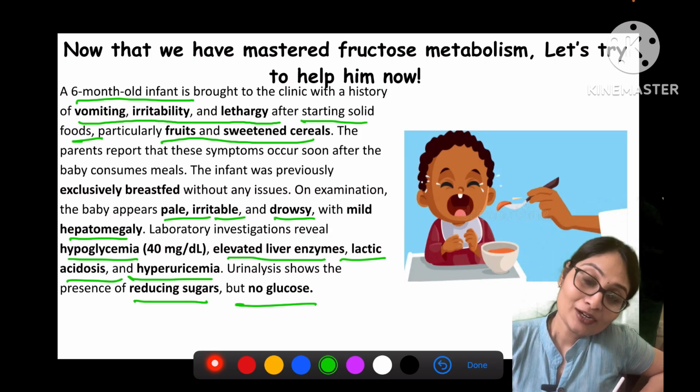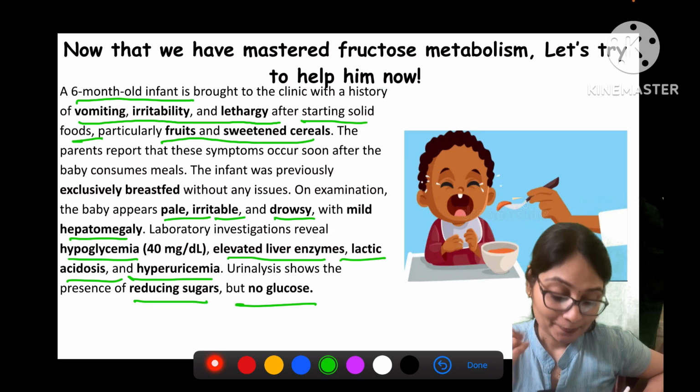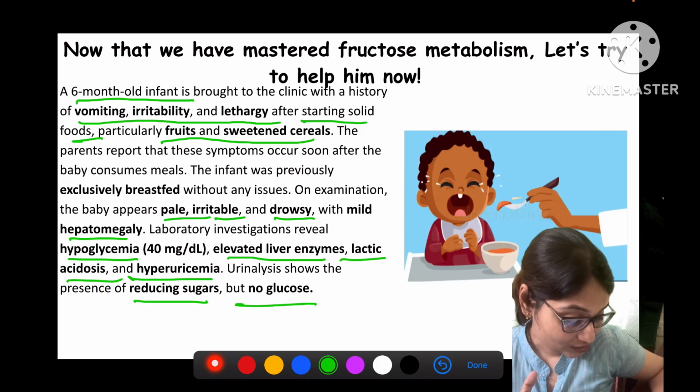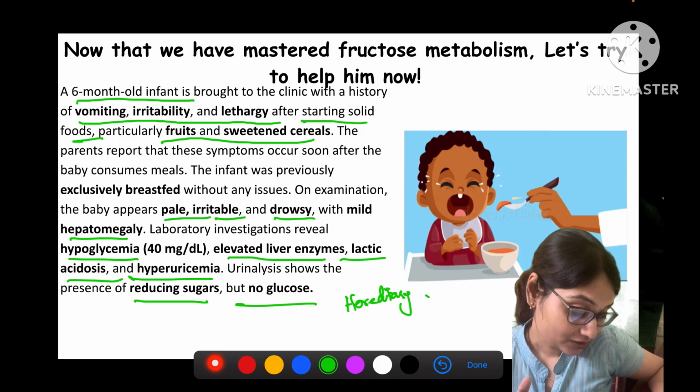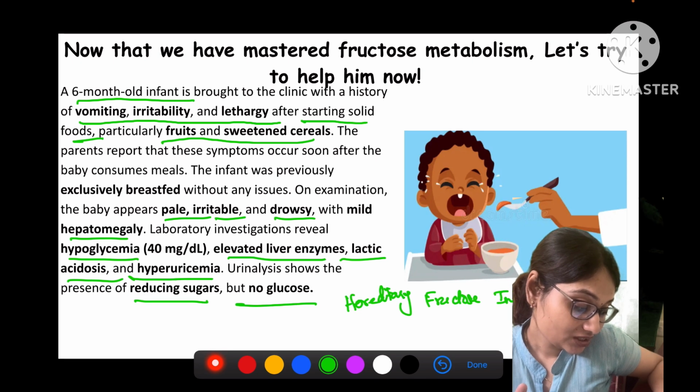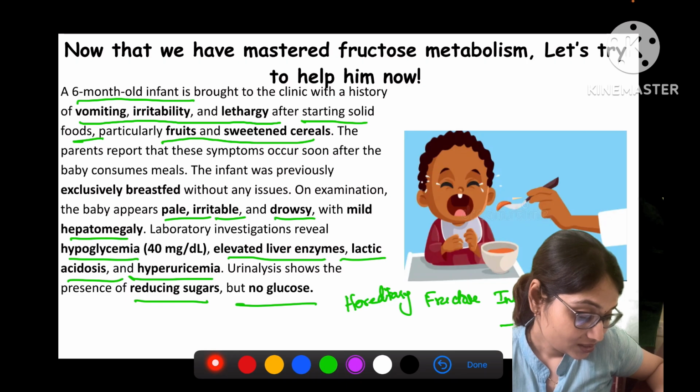So it's very evident now. So what's the diagnosis? Yeah, it's a case of hereditary fructose intolerance. Okay, so what is the enzyme that is deficient here? The enzyme that is deficient here is aldolase B.